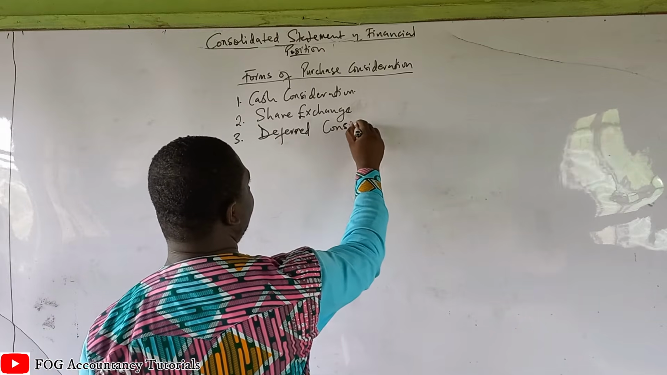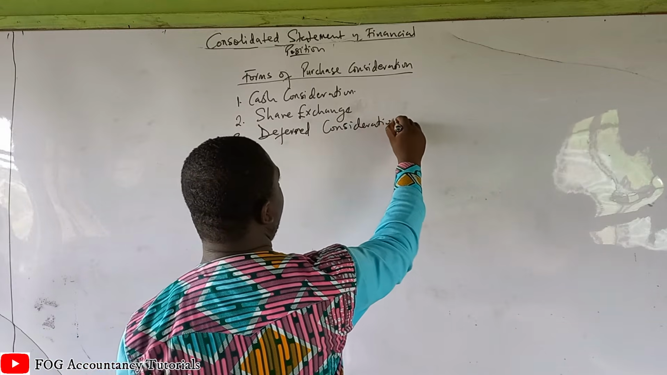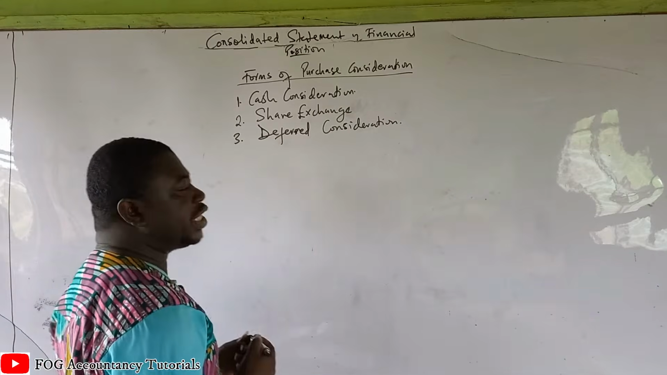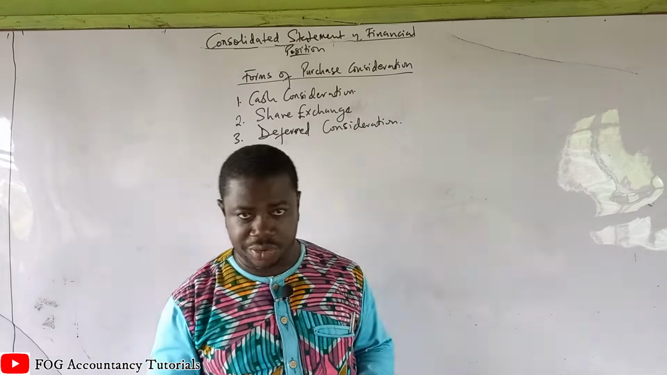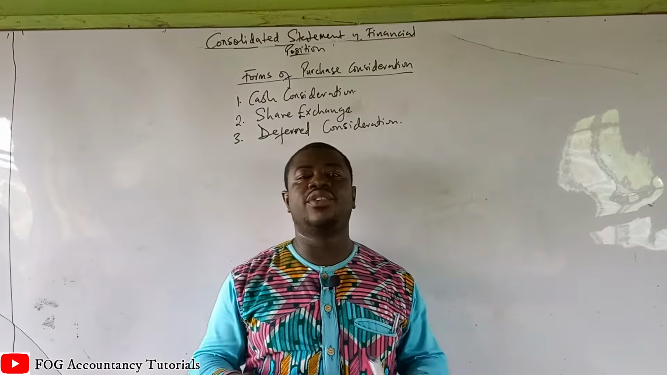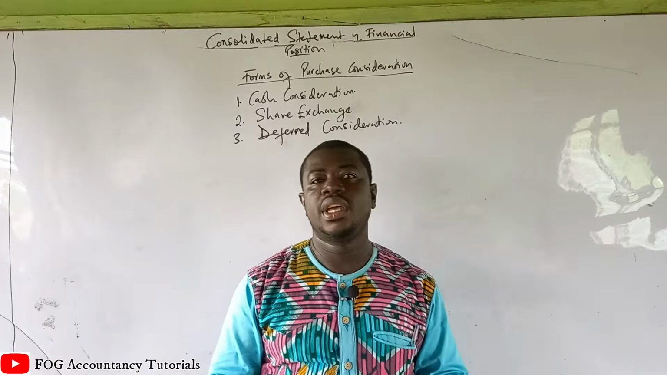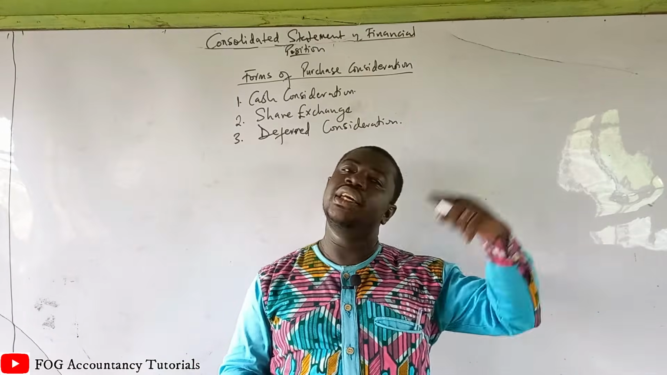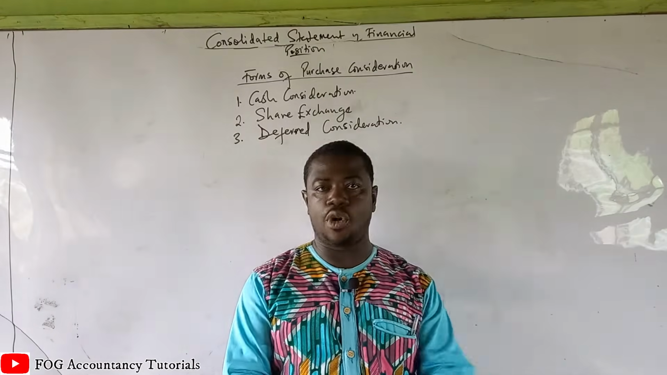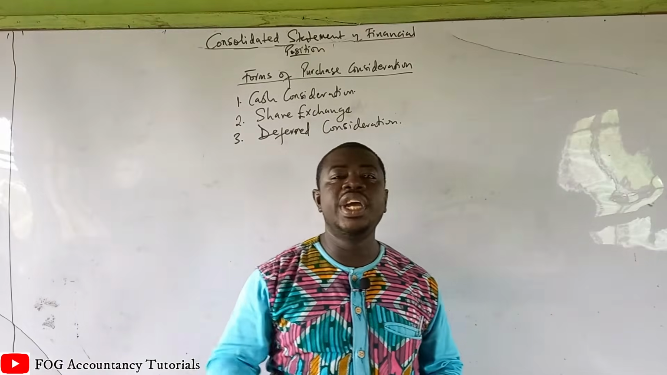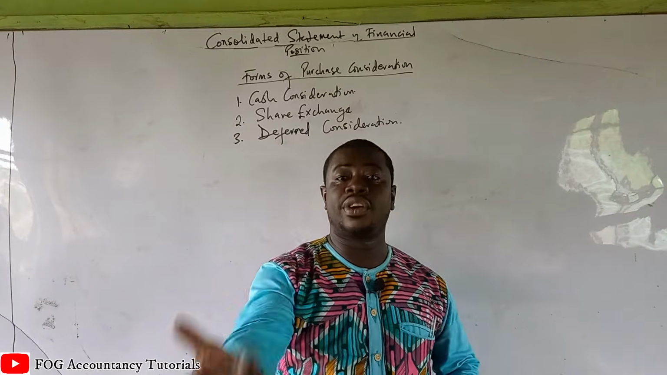Deferred consideration. It's called deferred consideration. Now, what do we mean by deferred consideration? Deferred consideration means that I am buying the net asset today, but I am promising to pay in some number of years' time, or 1 year, 2, 3 years' time. So, in other words, I am buying on credit.